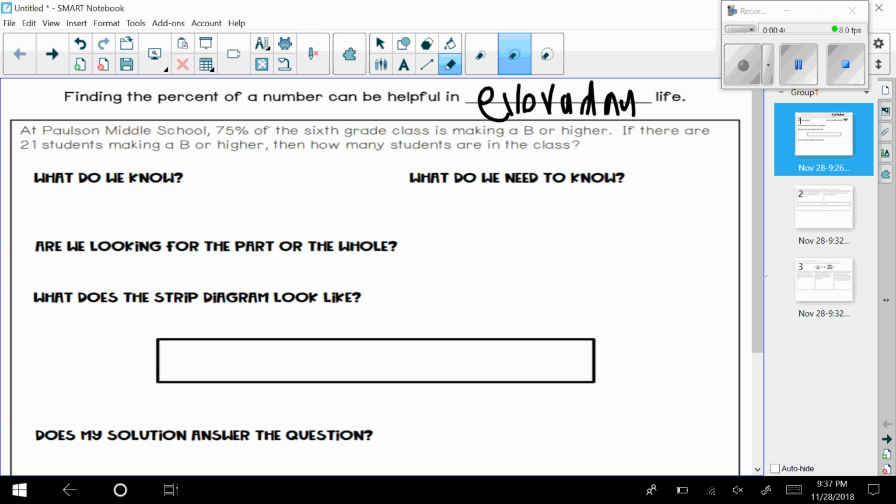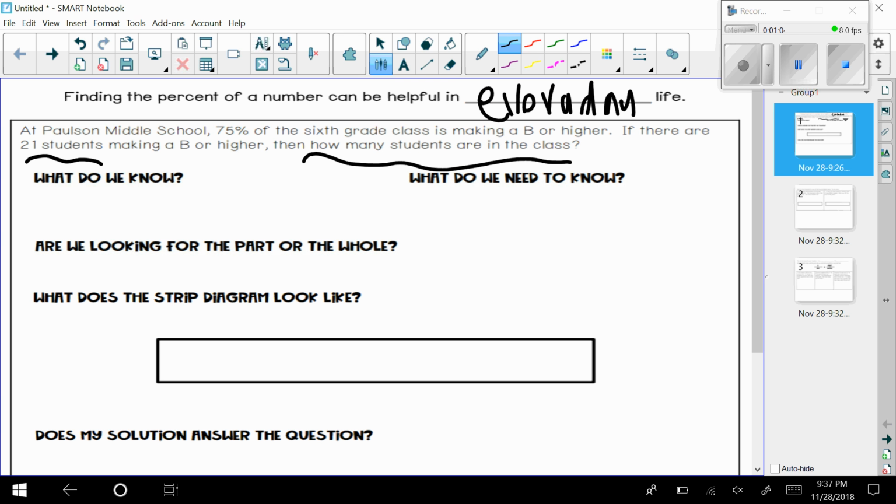Okay, so this problem looks real similar to one we just saw. It says, at Paulson Middle School, 75% of the sixth grade class is making a B or higher. If there are 21 students making a B or higher, then how many students are in the class?